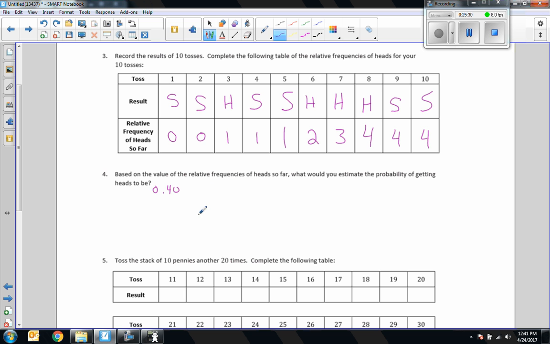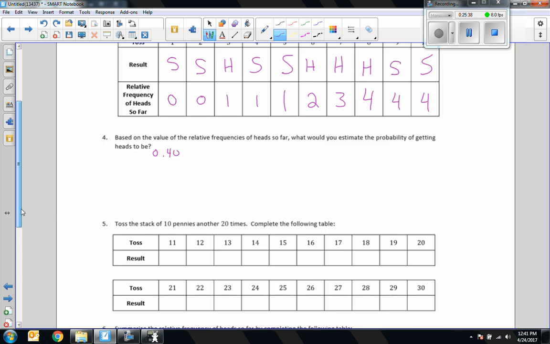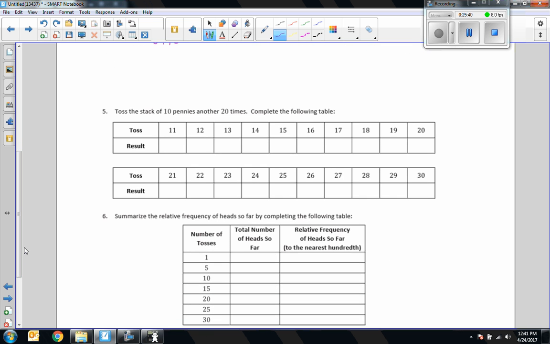Based on my frequency here so far, I had 4 heads out of 10 flips, so I'd say 0.4. Now down here it says to toss the stack of 10 pennies another 20 times and complete the following table. Okay, I will not bore you with this. I will pause the video and flip these behind the scenes, then I'll come back with my totals.